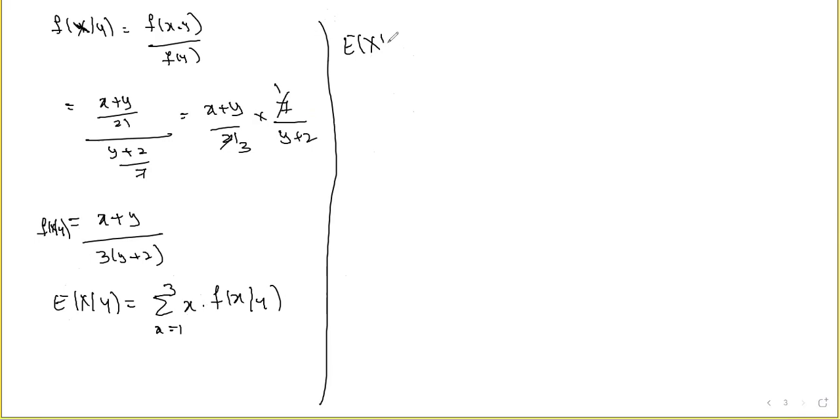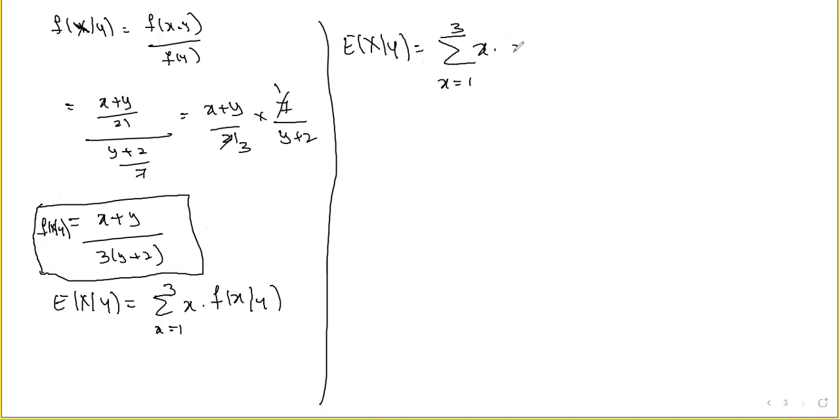So the expected value of x given y is equal to the summation x equal to 1 to 3, x as it is, times f of x given y. This is nothing but this one, right? So this is what f of x given y, x plus y divided by 3 into y plus 2, right?